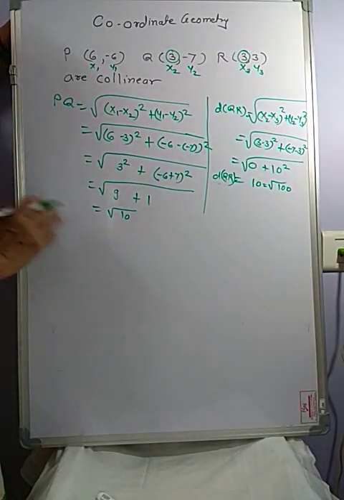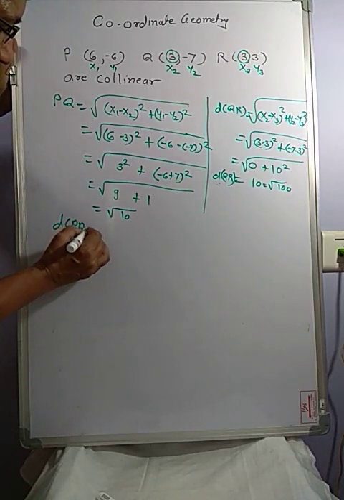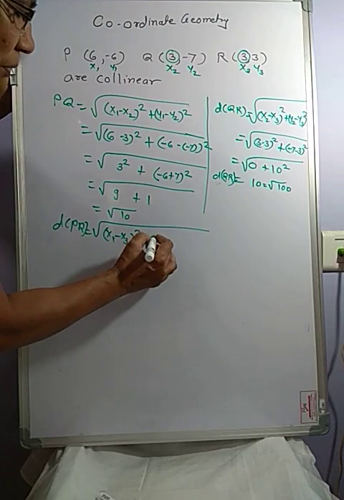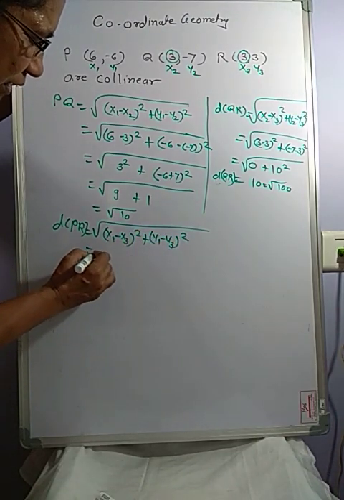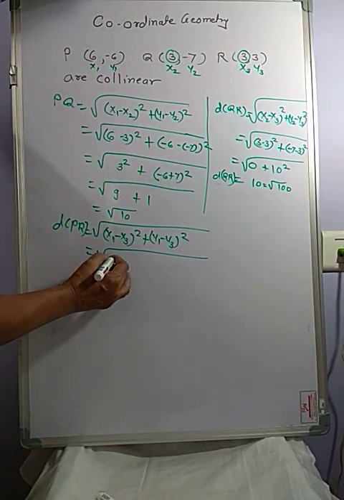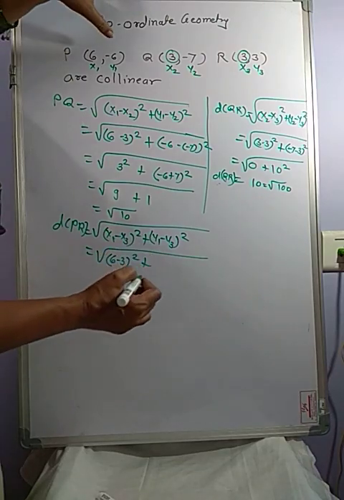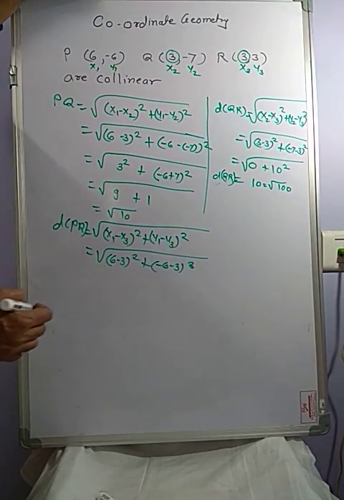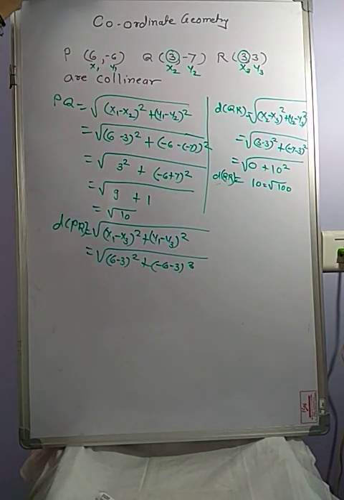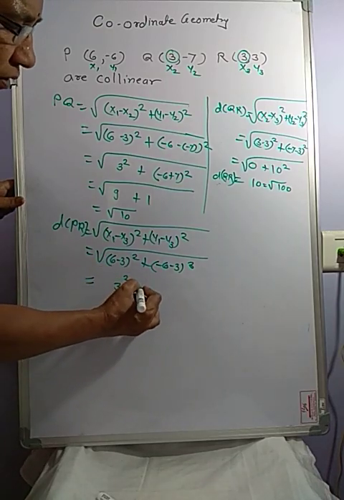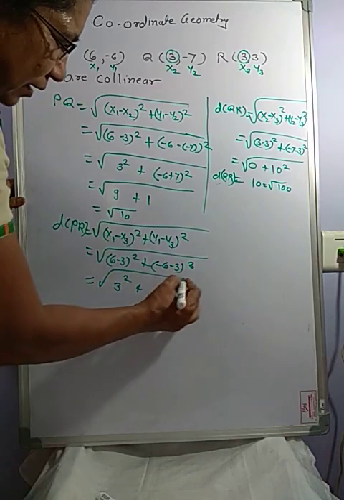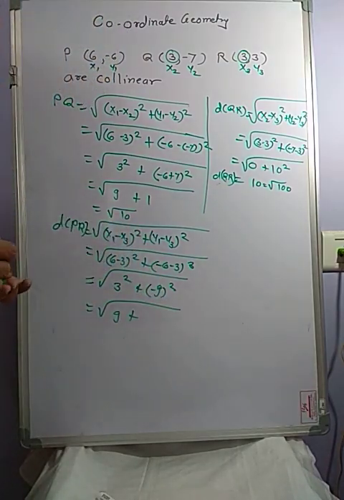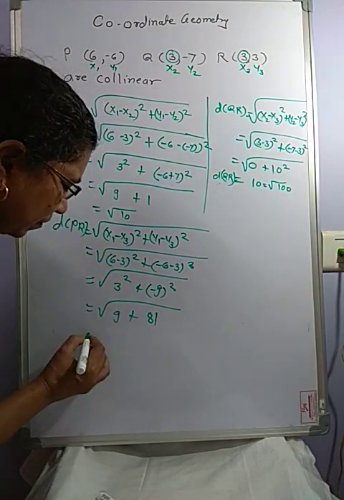Now what is distance PR? Let's find. Distance PR is equal to the square root of (x1 minus x3) square plus (y1 minus y3) square, that is equal to the square root of (6 minus 3) square plus (-6 minus 3) square, that is, 3 square plus (-9) square, which is 9 plus, what is the square of -9? It is plus 81, so the square root of 90.